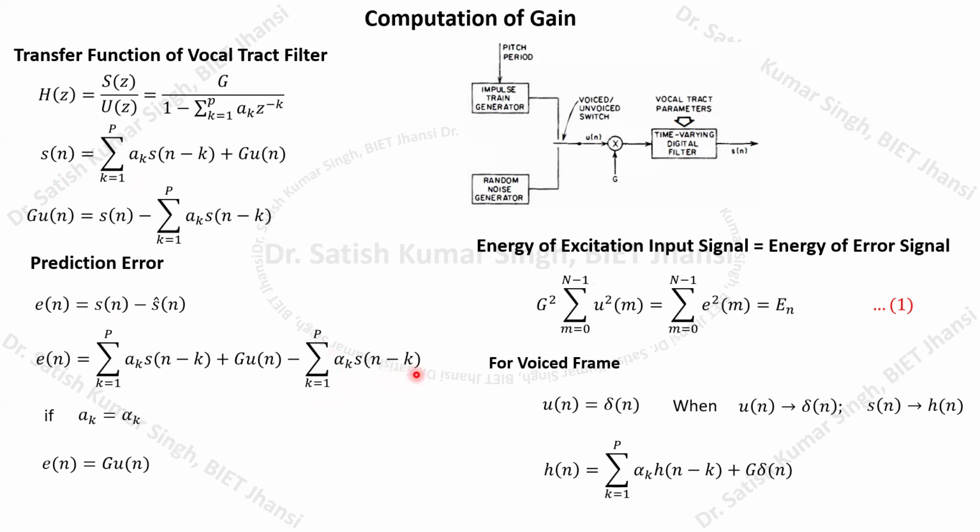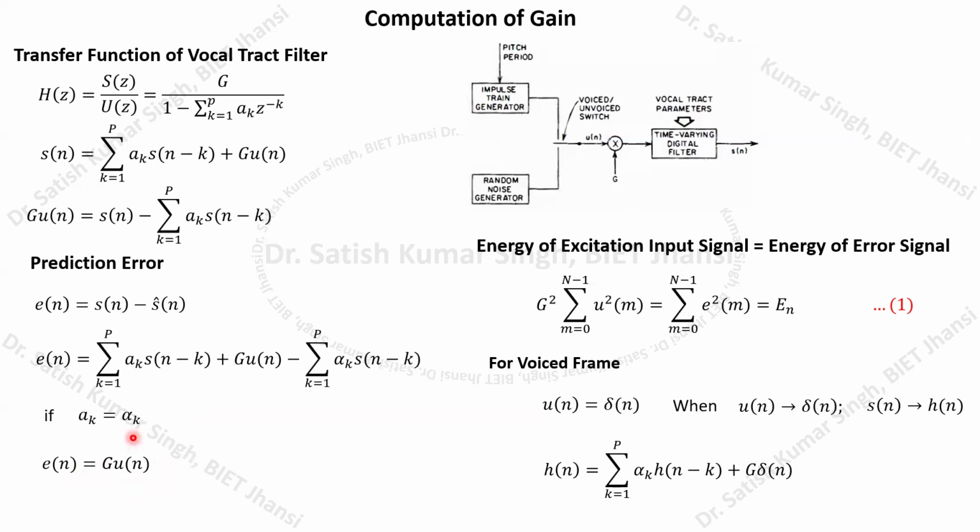Here a_k denotes the filter coefficients of the vocal tract digital filter, and alpha_k denotes the predictor coefficients of your linear predictor. If we assume that a_k equals alpha_k, then the first term and the last term will get cancelled out, and e(n) is going to be equal to G into u(n). So the prediction error sequence, if alpha_k and a_k are both equal, is going to be equal to G times the excitation. Here we can correlate these two things to get the value of G.